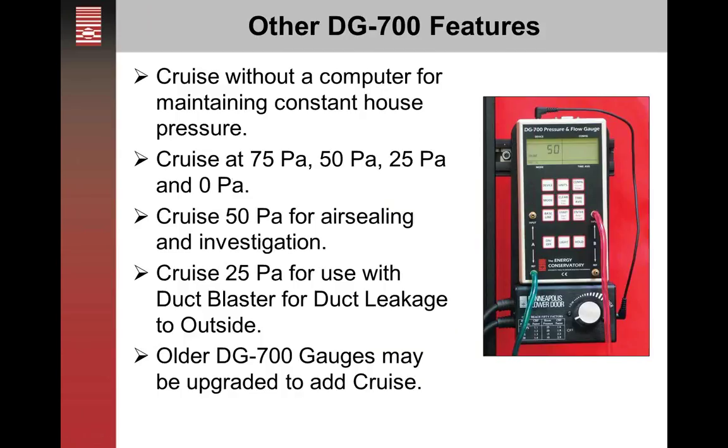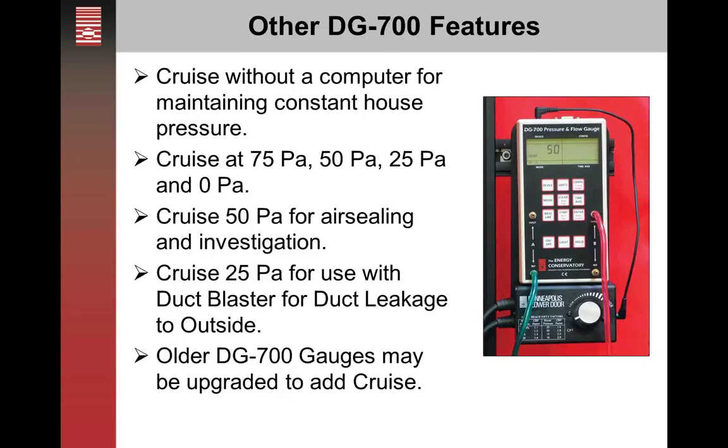Some other features of the DG700 is being able to cruise without a computer. This helps in maintaining a constant house pressure. Many times it's used for air sealing investigation. We have the ability to cruise 75, 50, 25, or 0. Why have the 0 function?